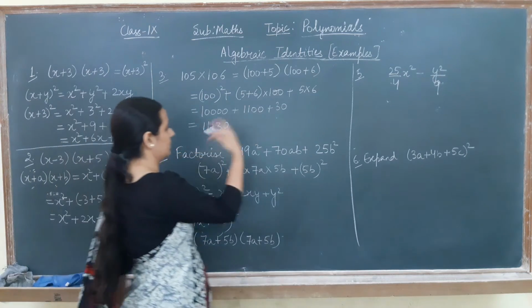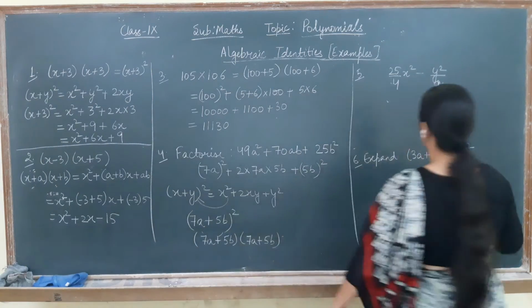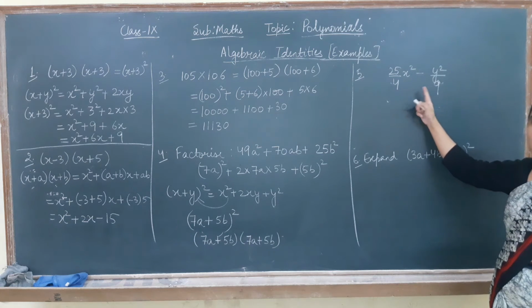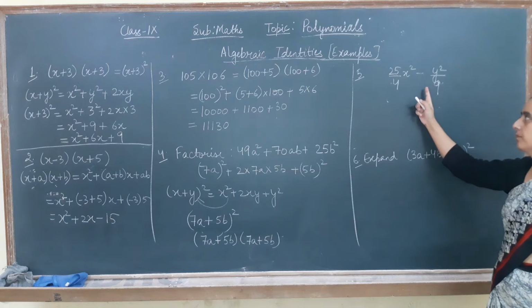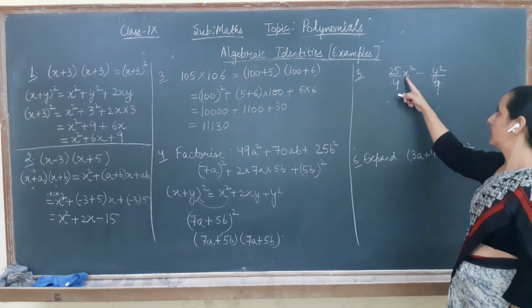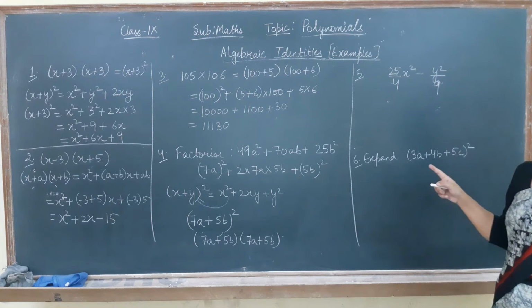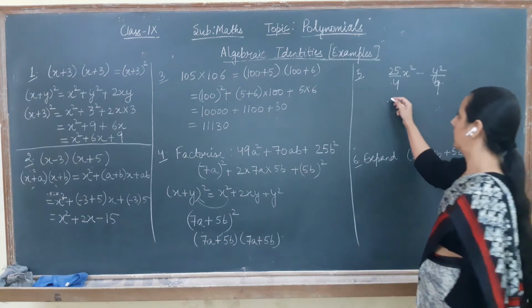Similarly, coming to the next question. Again, you see this is the identity for x square minus y square. Fine. But see here only x square is there. We need the square of the whole term. So firstly we have to convert it in that form.